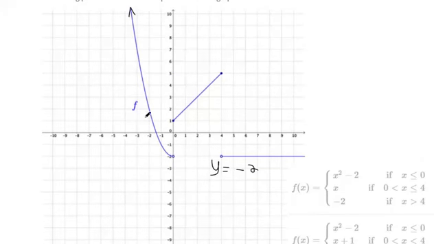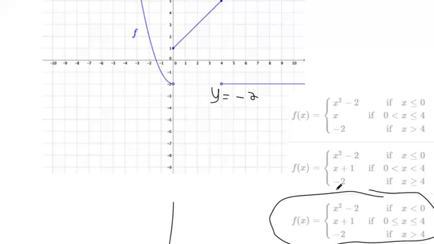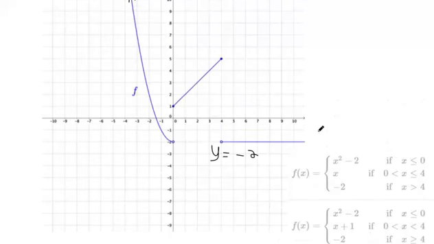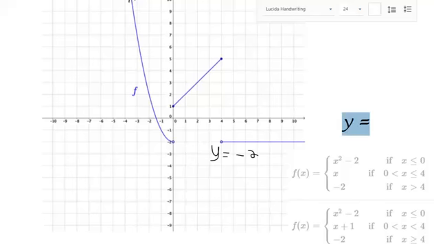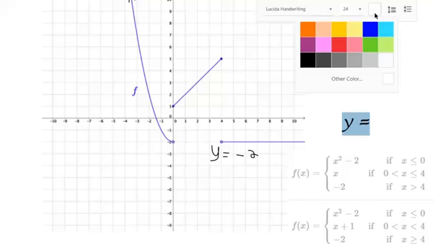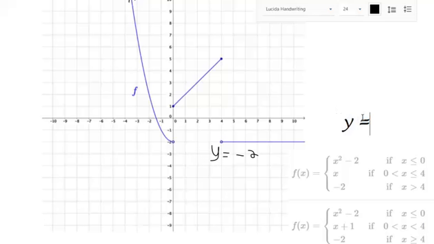So it's easier to look at the graph and then try to match it up rather than take each of these 4 and graph them. But I encourage you, if you have trouble with these, to look at them as 3 separate equations. This top one is saying y equals x squared minus 2, and that only happens when x is less than or equal to 0. And then the middle one is saying y equals x, between 0 and 4 on the x-axis. And then the last one down there says y equals 2 when x is greater than 4.